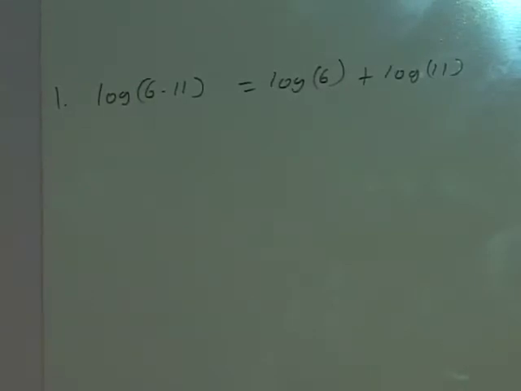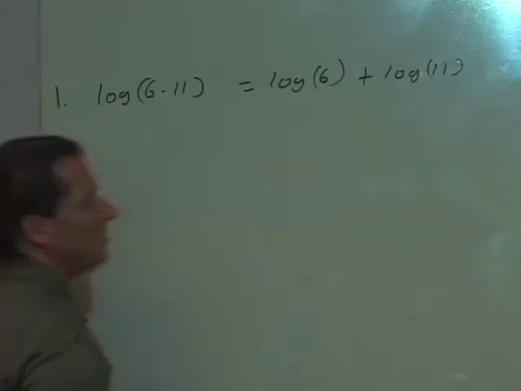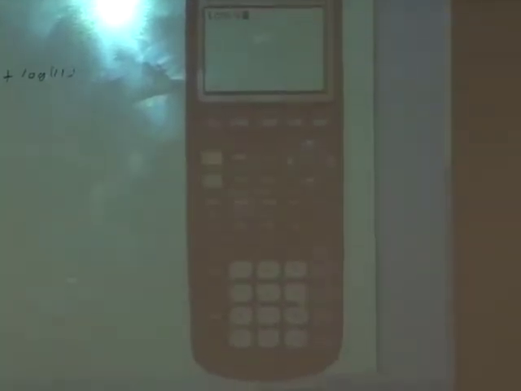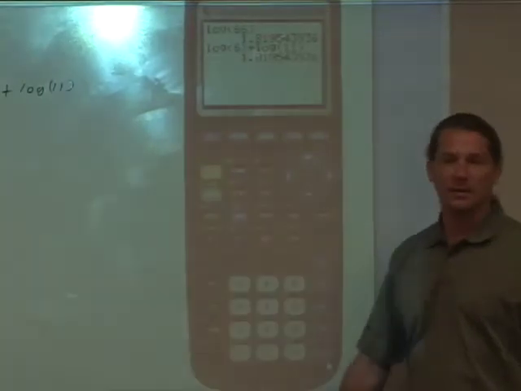You could double check this. We could actually do the multiplication in here and say 6 times 11. This is just a check. You don't need to do this, but I like to show you. What is 6 times 11? 66, right? That log is this. If I take log of 6 and I then add it to log of 11, what should my answer be according to these rules? Same thing.